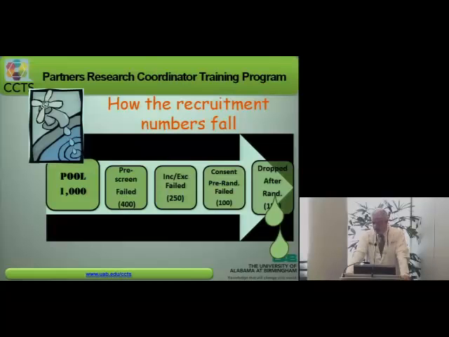So you end up with a drop, and then you randomize about 100 and you drop. So you end up with very few out of that 1,000 pool, probably 200, once you go through all the steps. So it takes a lot of people to get 50, 100, even 20 in studies.